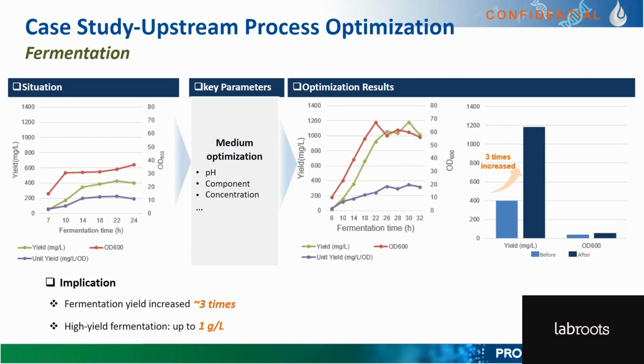So we would like to present a case study outlining the optimization of our upstream process. Specifically, we made adjustments to the pH level, components, and concentration, resulting in medium optimization of this process. And the outcome of this modification exceeded our expectation, with the yield increasing by almost threefold and surpassing the 1 gram per liter mark at the 32-hour mark. Additionally, the growth of our product is now more consistent and stable after optimization.